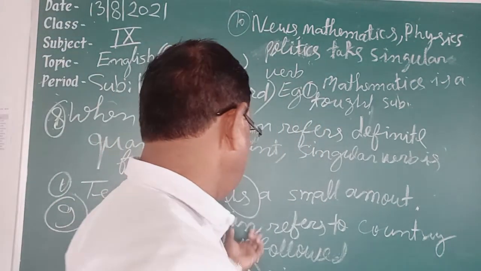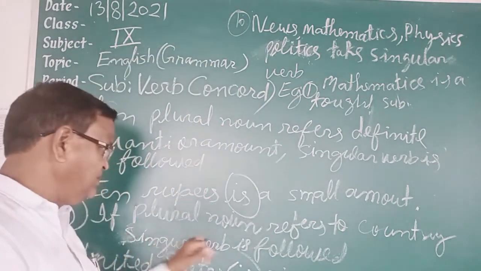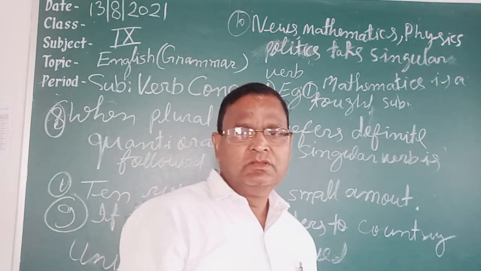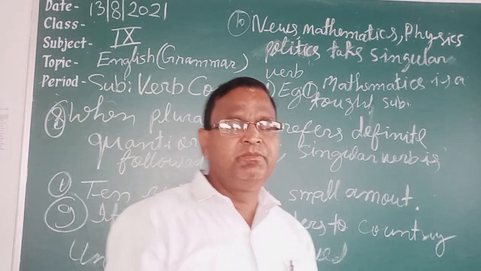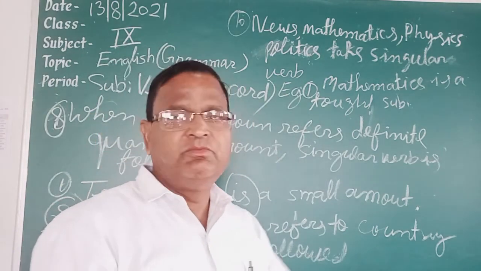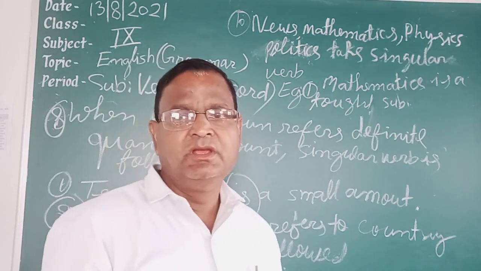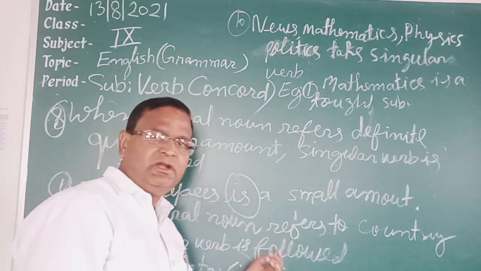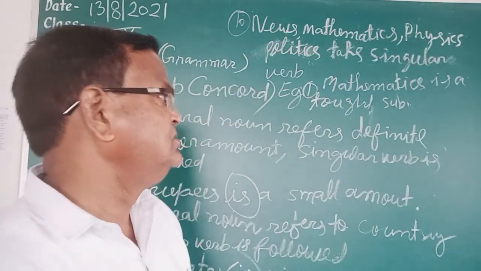Students, here I have told you rule number 9, the plural noun that refers to a country. If it refers to the name of a book also, then a singular verb is used. Like Arabian Nights, the name of a book: Arabian Nights contains interesting stories. So if a plural noun refers to a country or the name of a book, then a singular verb is used.